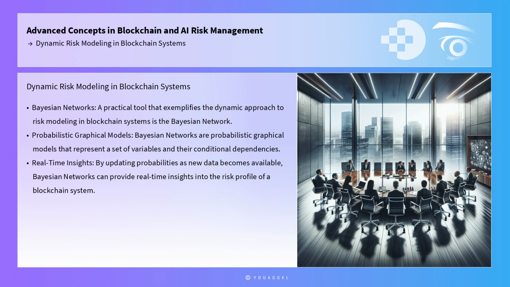By updating probabilities as new data becomes available, Bayesian networks can provide real-time insights into the risk profile of a blockchain system. For instance, if a new vulnerability is discovered in a blockchain protocol, a Bayesian network can quickly adjust the risk assessment to account for this new information, enabling more timely and effective risk management decisions.